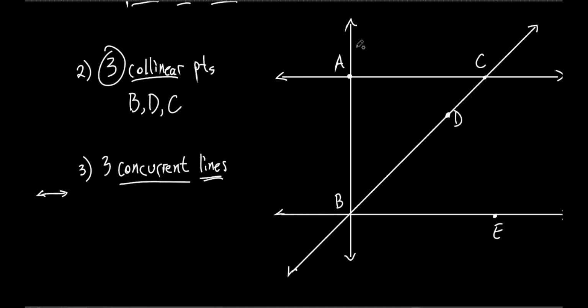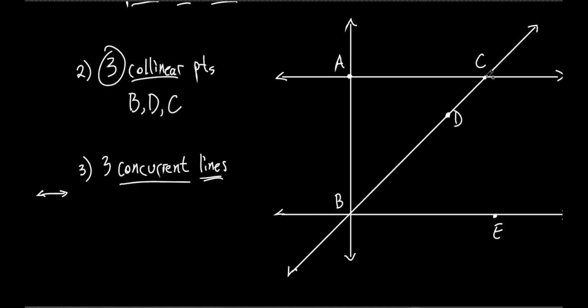All right, what about these 2 lines right here? This up and down one and this one that goes across. Well, they intersect at this point, but there's not 3 lines. There's only 2 lines that intersect at this point. All right. What about this point right here? This diagonal line and this line up top here?